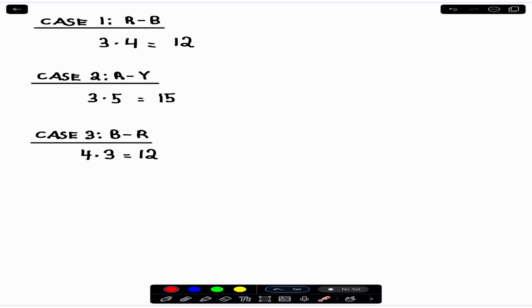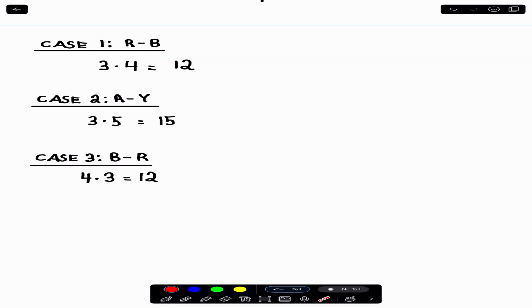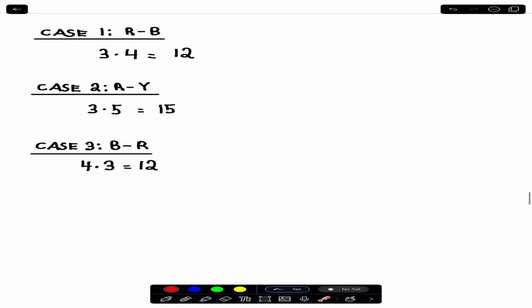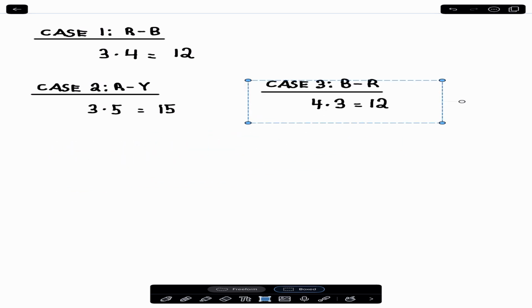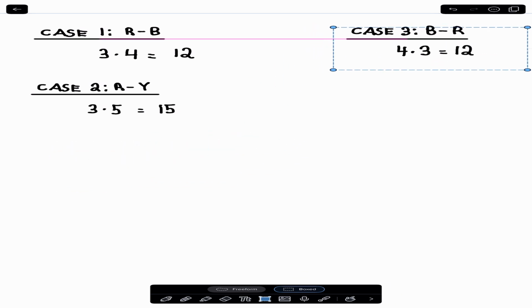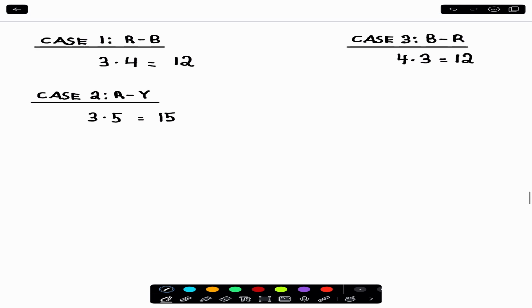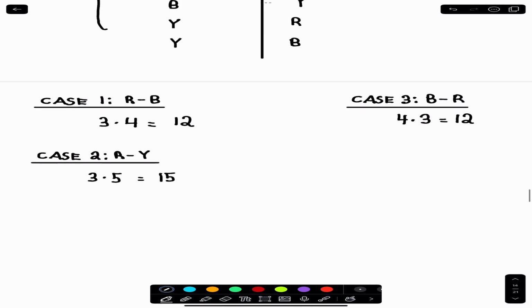So we see it doesn't matter if Adam gets a red and Mark gets a brown, or if Adam gets a brown and Mark gets a red. In the end, these 2 cases are actually equivalent. So this could be a little time saver for us.